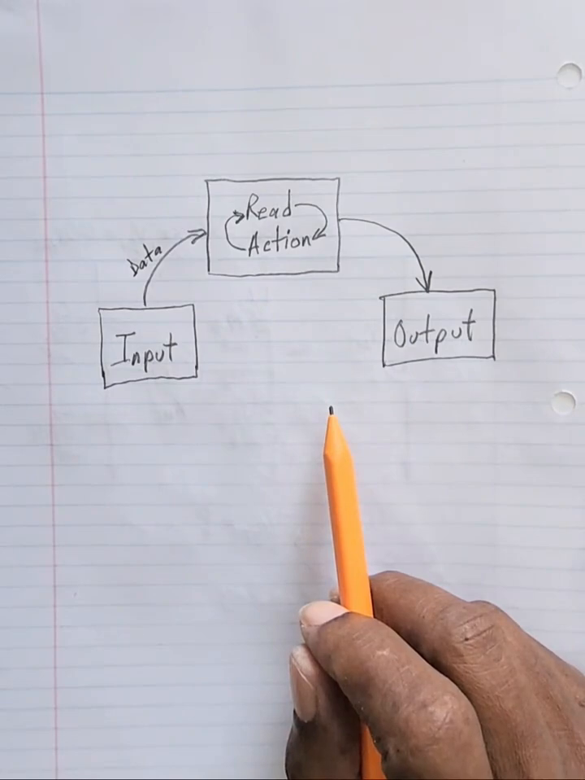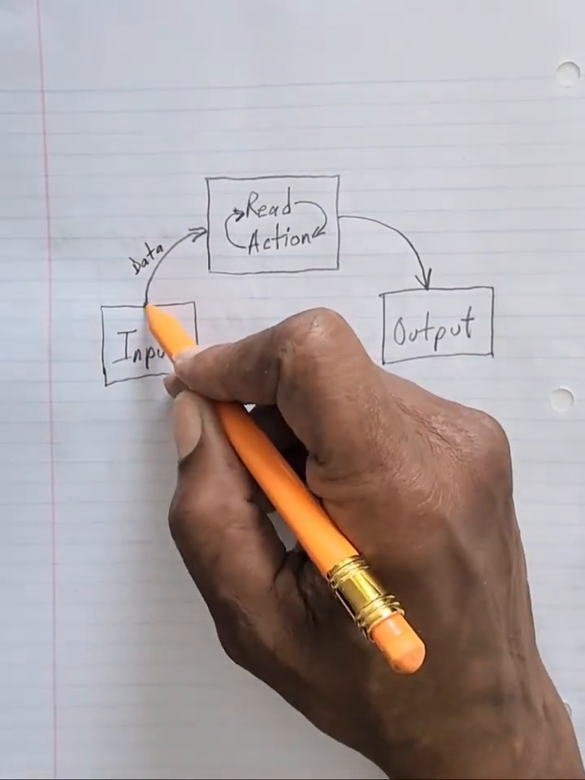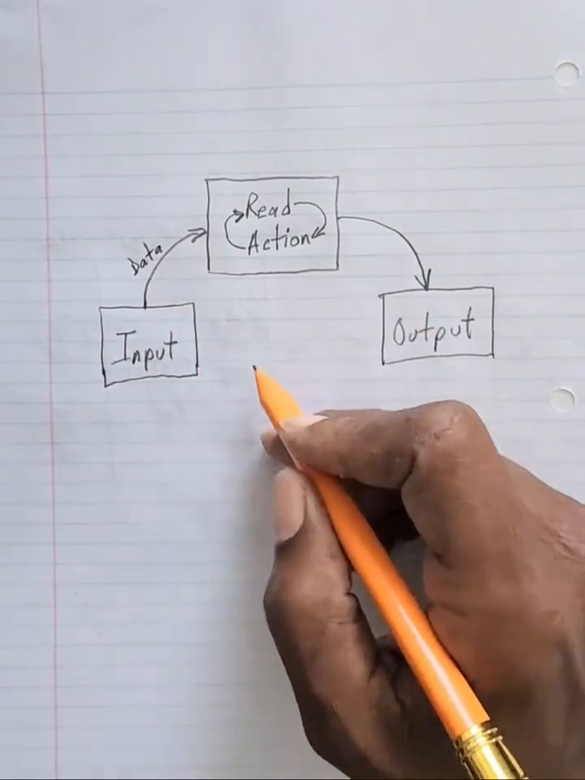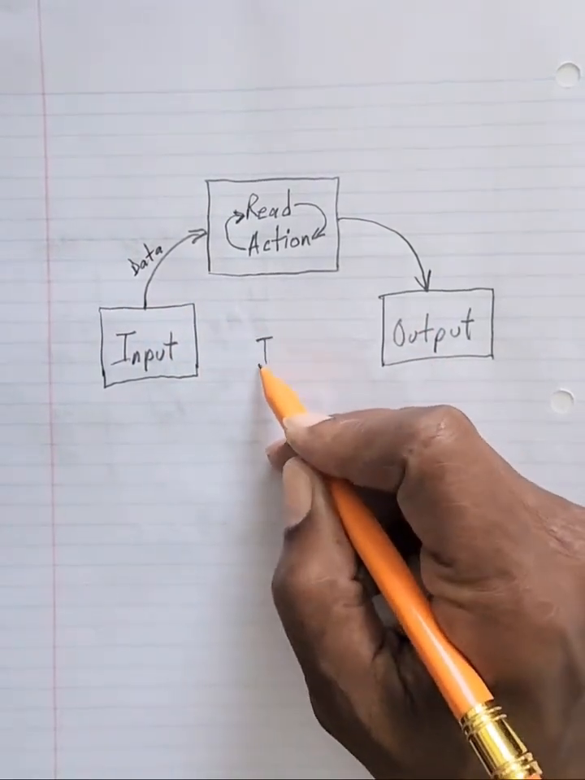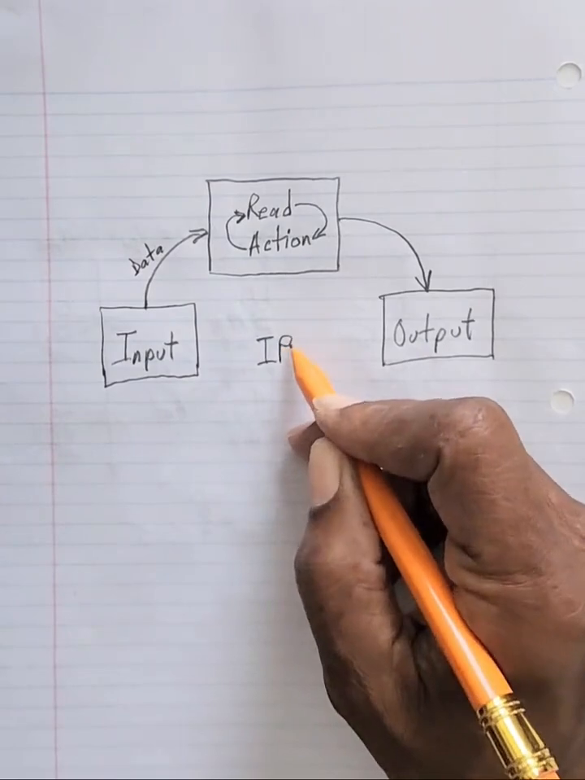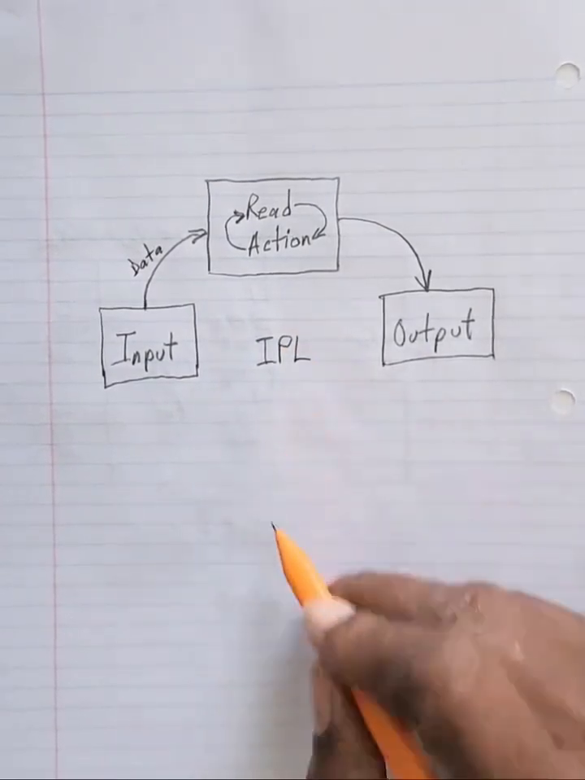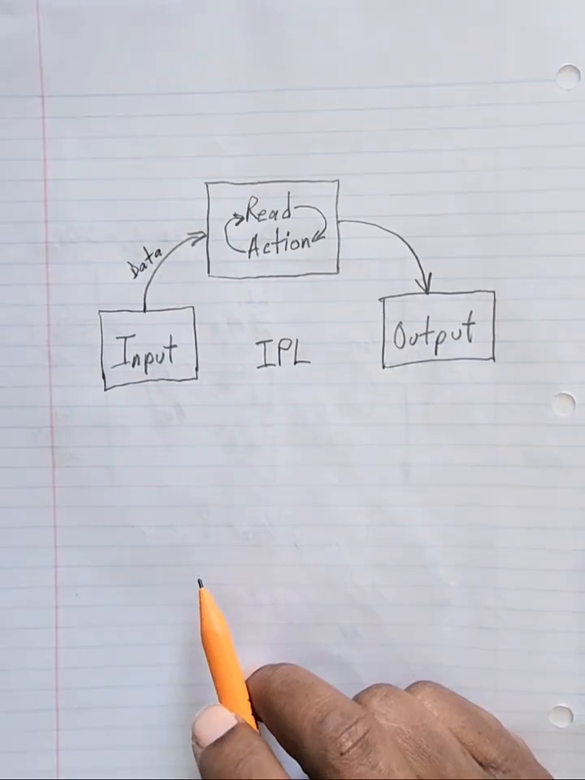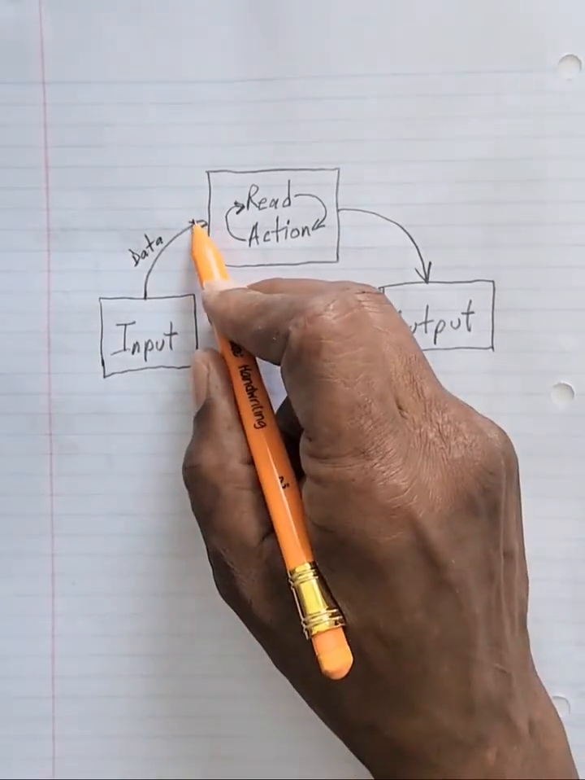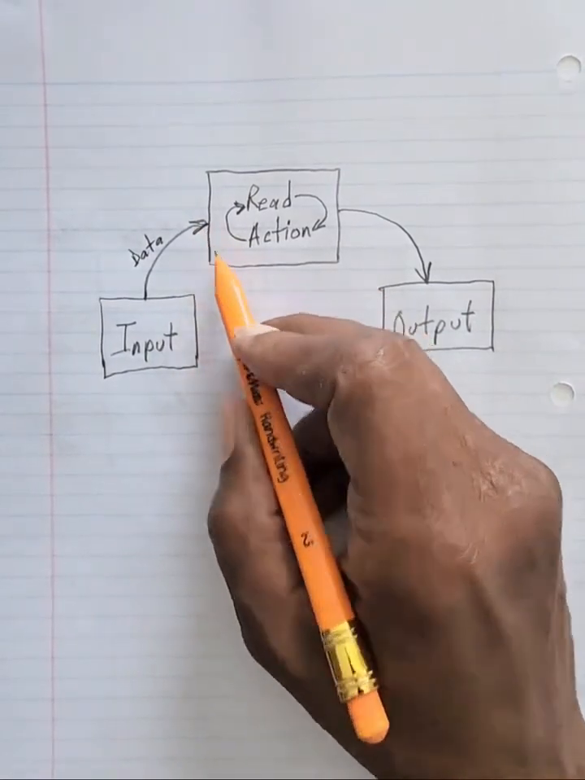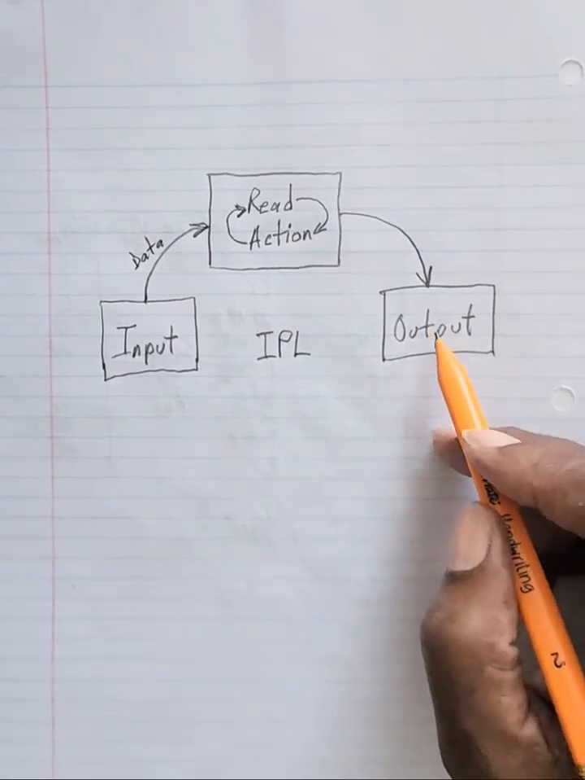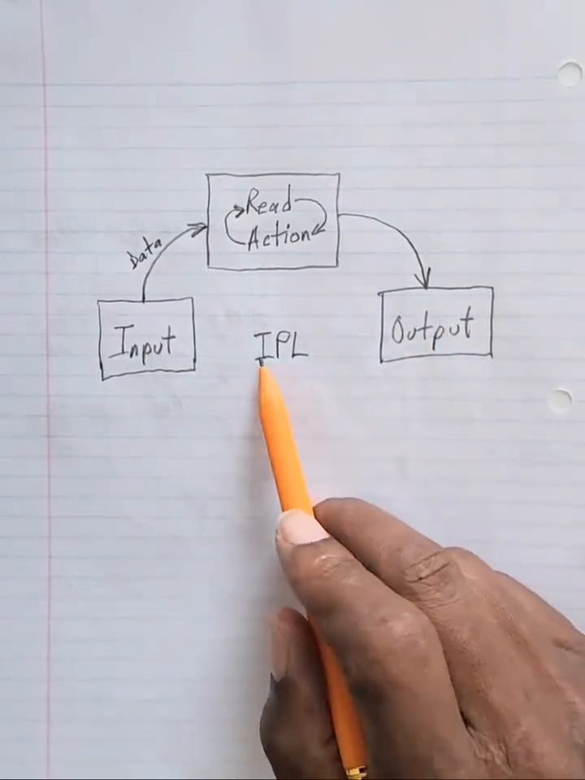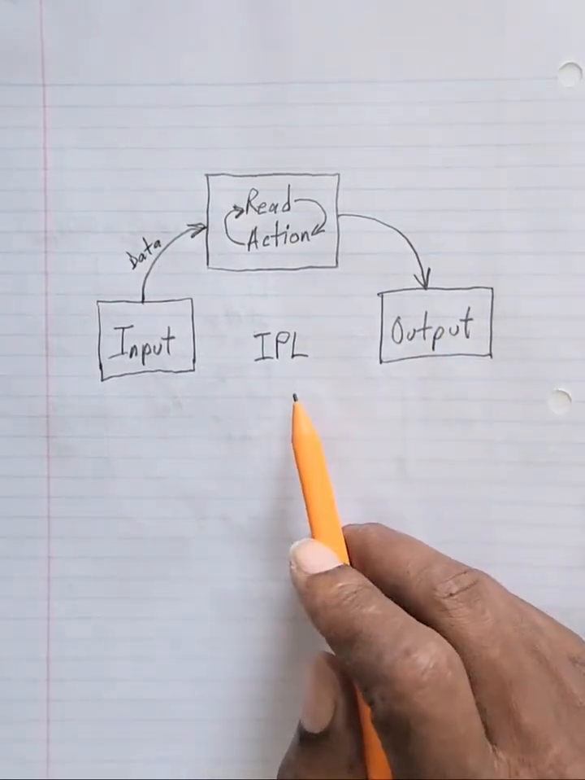And there is what is known as an initial program load. It's called IPL, initial program load, when it comes to a computer. The very first time it loads this information and it processes it and does something, it's called initial program load.